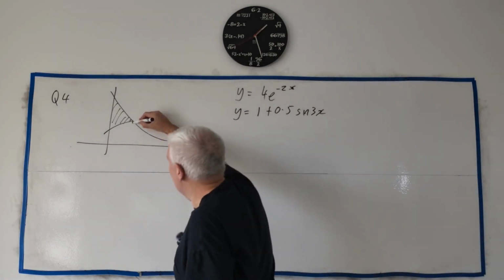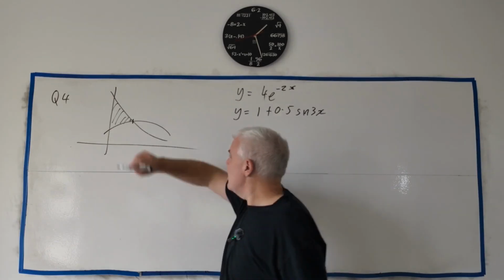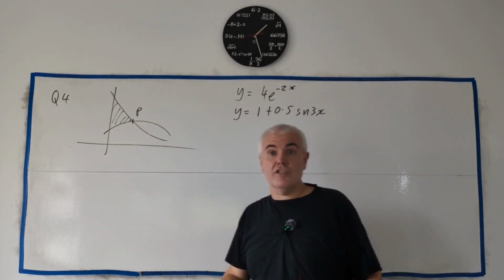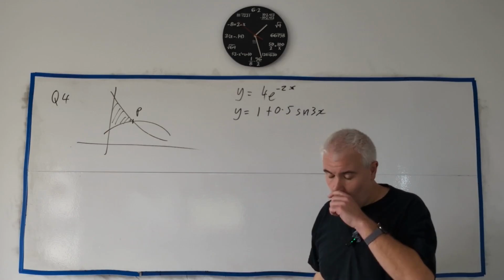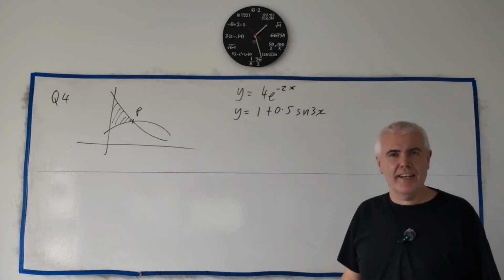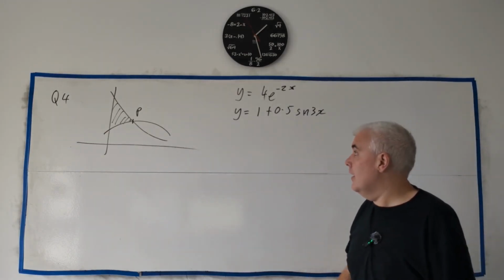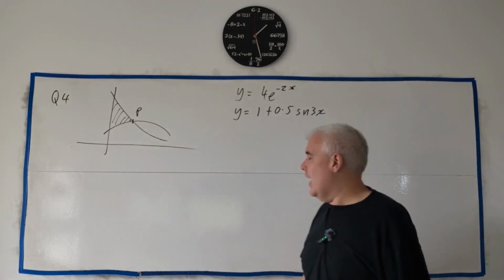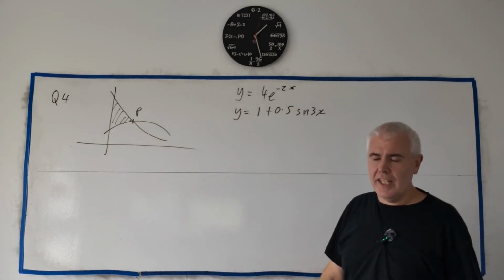First thing they want us to do is this point here. It's P. Yeah, they've given us the x coordinates of this point, but they just want us to get it again. It's only 1 mark, so it's not a lot of work here. The point of intersection. It's just when these two equal each other.